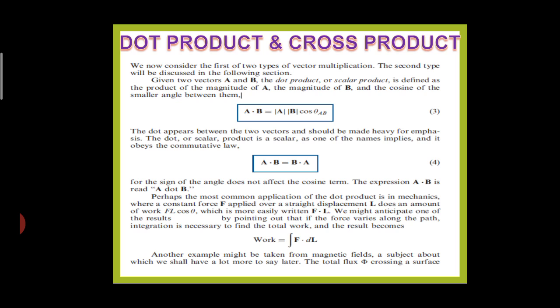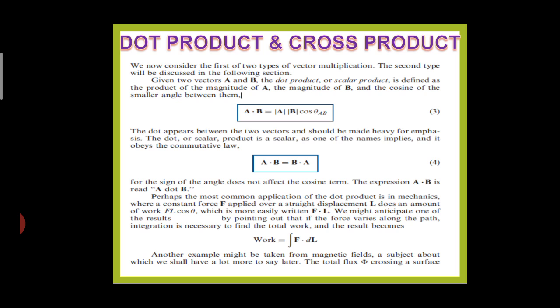Perhaps the most common application of the dot product is in mechanics, where a constant force F applied over a straight displacement L does an amount of work F L cos theta, which is more easily written F dot L. We might anticipate one of the results by pointing out that if the force varies along the path, integration is necessary to find the total work, and the result becomes work equal to the integral of F dot dL. The definition of the dot product can be used to find the length of the projection of one vector on another.